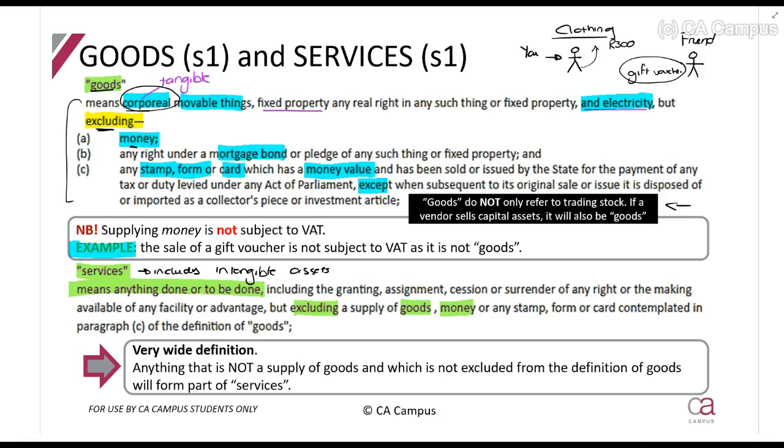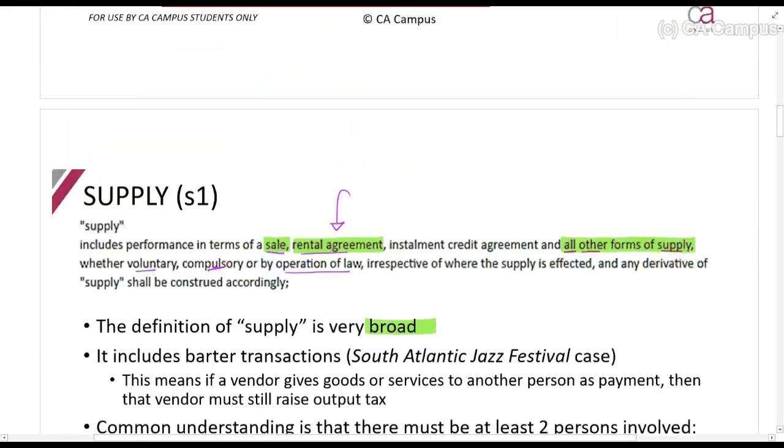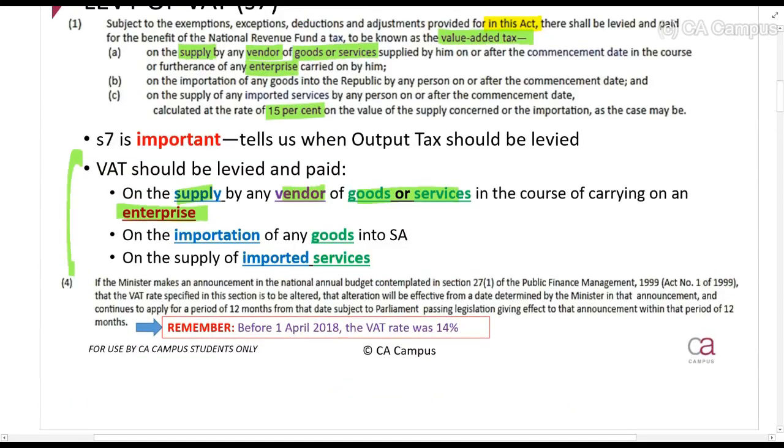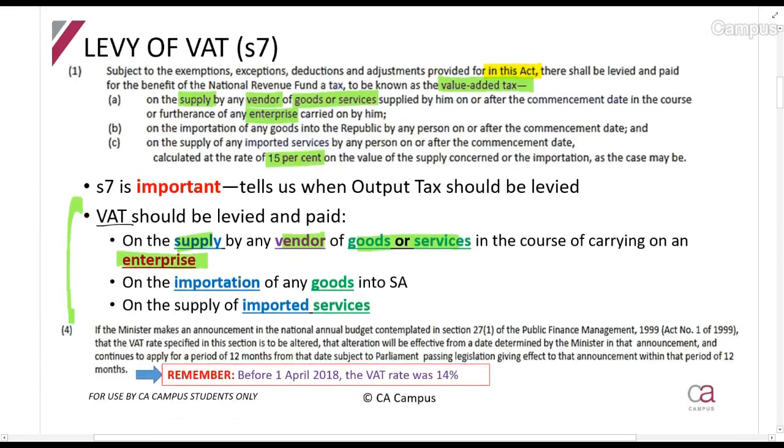Alright, so that's goods and services. So we've looked at supply, and we've looked at goods and services. Just taking you back: when should there be VAT in terms of section 7? When there's a supply, so a sale or rental agreement of goods or services, fixed assets, trading stock, corporeal things, not money, services, anything done or to be done. So we've done that. Now we're going to look at vendor and enterprise.